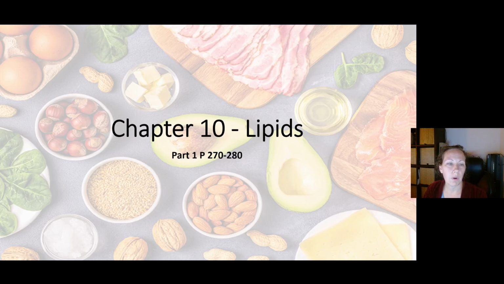Hi, so for the first part of chapter 10, we're going to be covering from the very beginning on page 270 until page 280, all the way up until physical characteristics of lipids. As usual, this first part is going to be the more food chemistry heavy part, and then the second part will be more about functionality and nutrition. So diving in here.